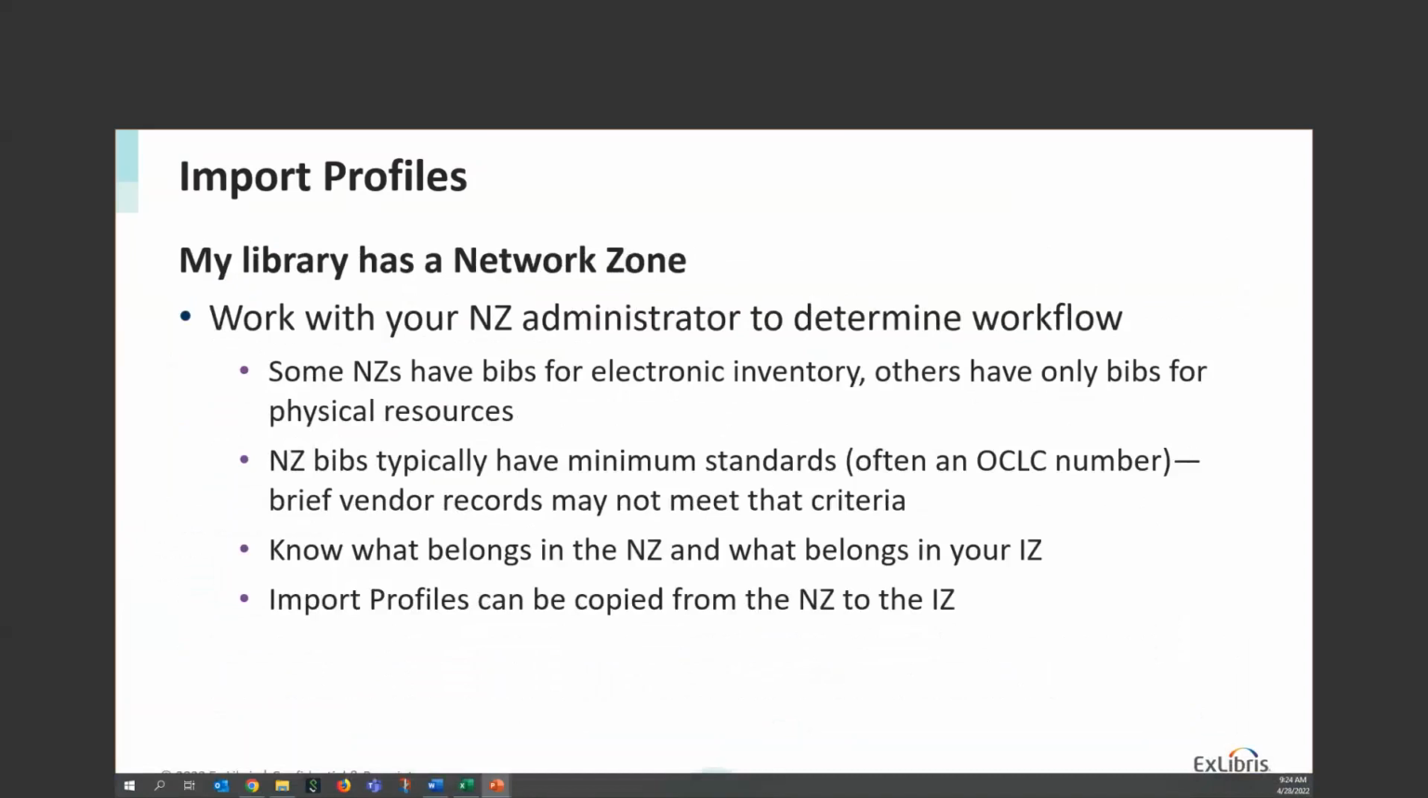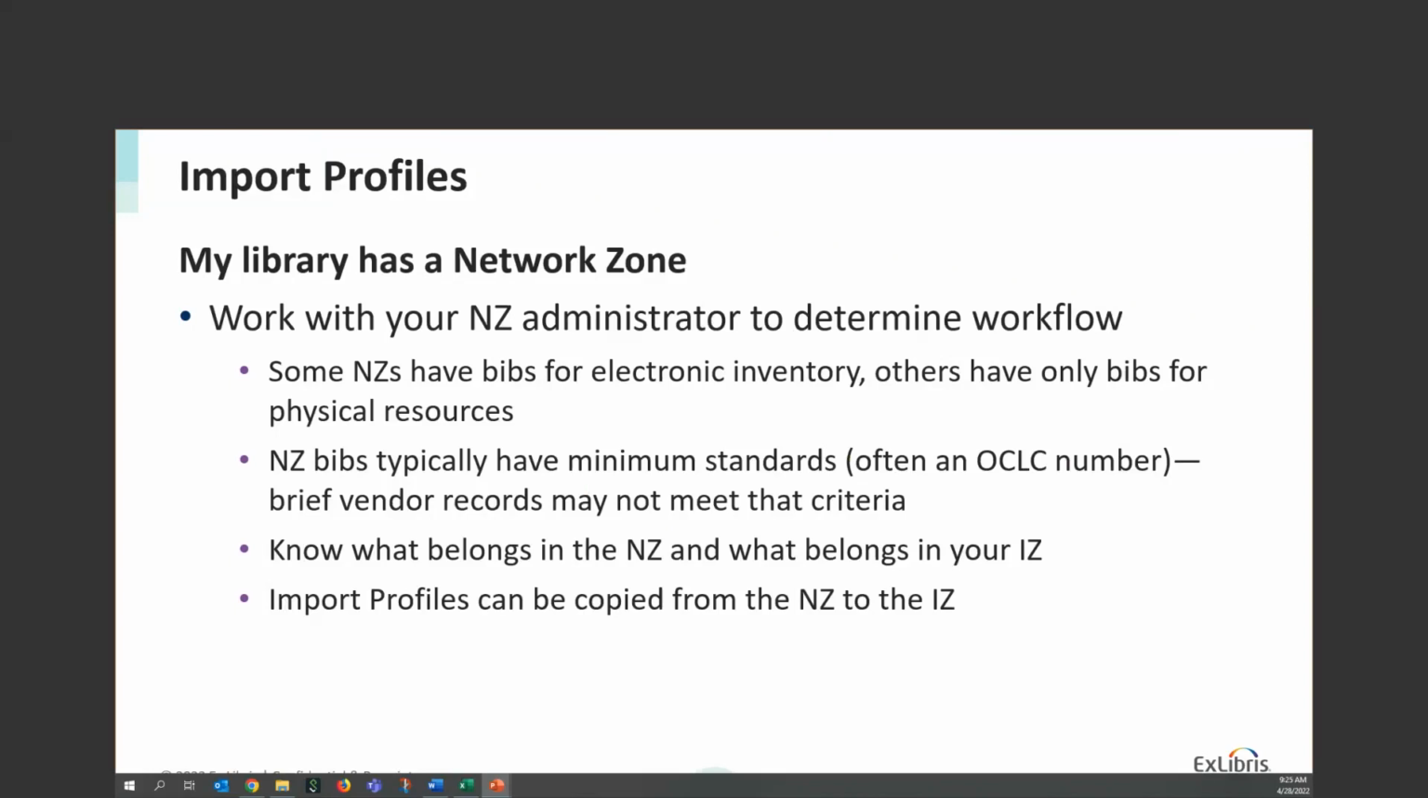What if your library has a network zone? Well, then you need to work with the network zone administrator to determine the workflow, knowing what bibs belong in the network zone, knowing what call numbers belong in, knowing what records belong in the network zone or not. Remember, sometimes network zones have minimum requirements for data, so you wouldn't want a really brief record that doesn't meet that criteria, which often is like an OCLC number. So you'll have to work out with the network zone manager how that works. And again, those import profiles could be pulled into your institution zone from the network.